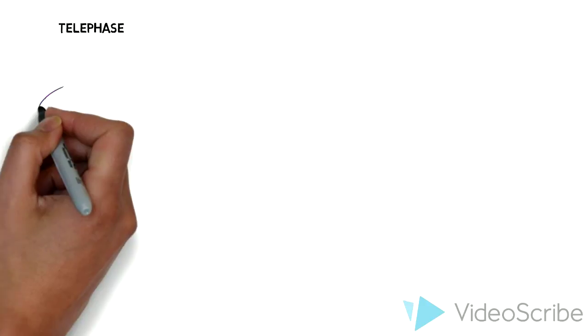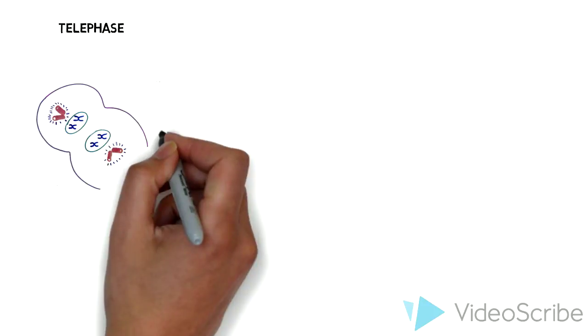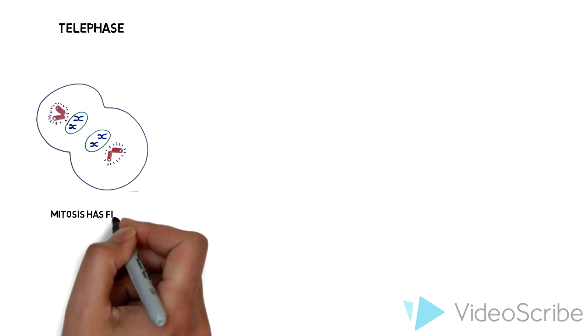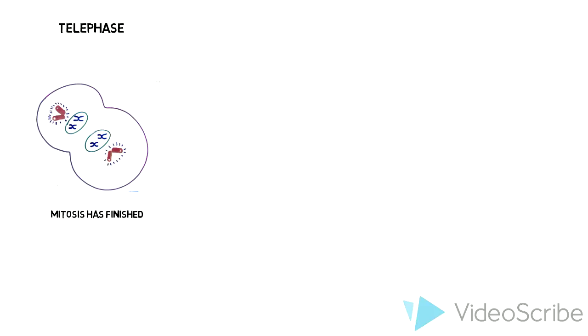A cell enters telophase when the sister chromosomes reach opposite ends of the cell. The nuclear envelopes form around both the sister chromosomes, and then the chromosomes uncoil. The mitotic spindles degrade, and the division of one nucleus into two genetically identical daughter nuclei is complete.